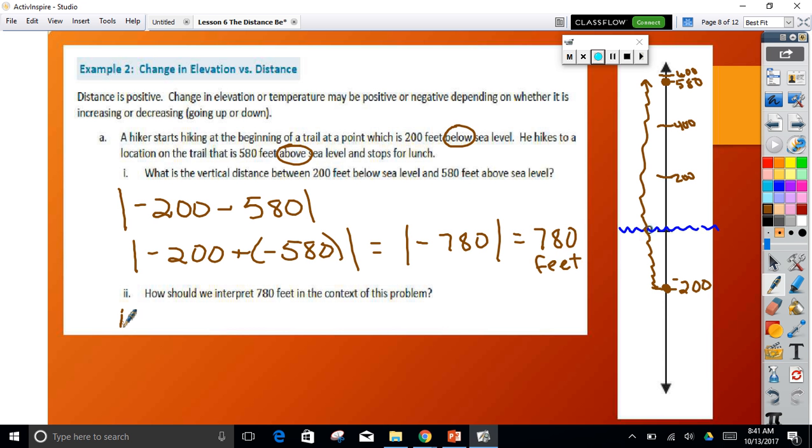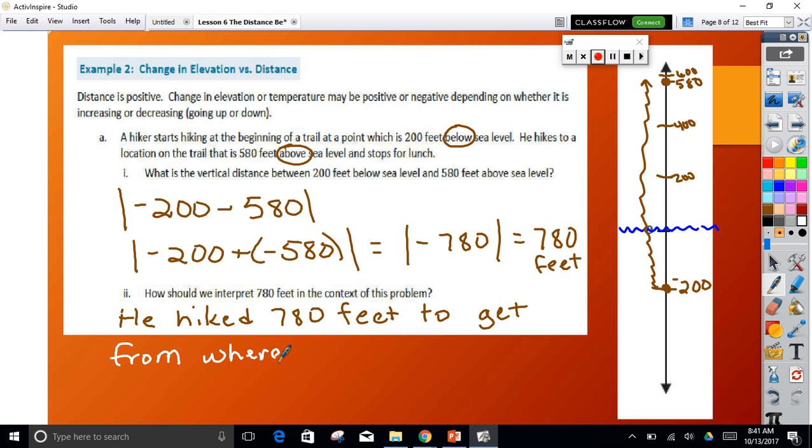So he hiked 780 feet. And I'm going to just flesh this out a little bit, switch colors, from where he started to where he ended. So from beginning to end, he hiked 780 feet.